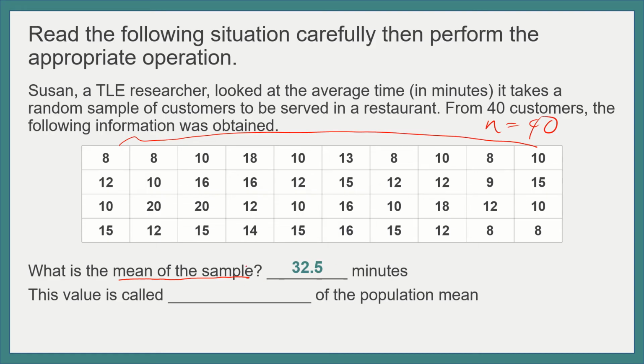This value, the mean of the sample, is a value that estimates the population mean. Since it becomes difficult for us to gather all of the possible values from all of the possible elements comprising the population, we can get a sample, and based on our sample, we can solve for the sample mean. So this sample mean is called an estimate of the population mean.